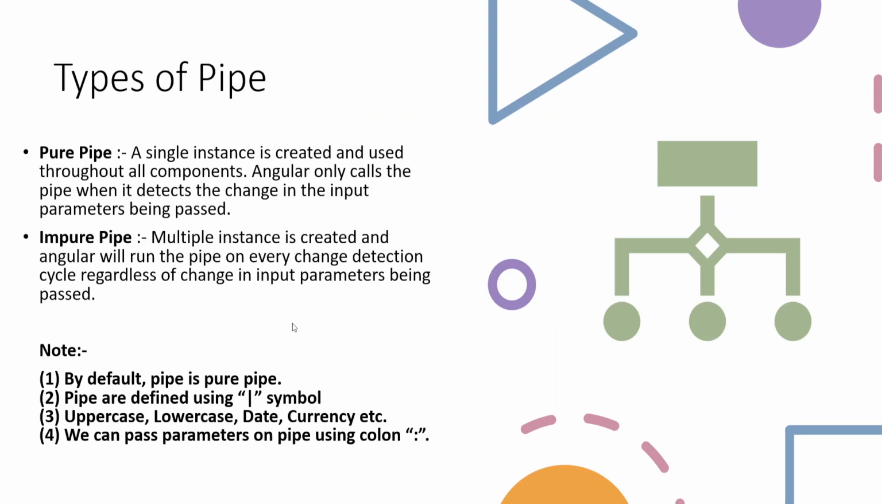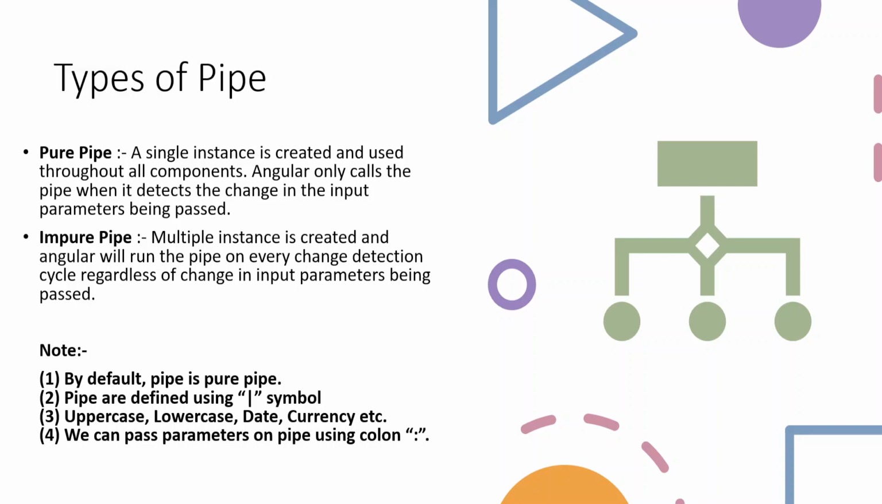There are two types of pipe, pure pipe and impure pipe. In case of pure pipe, a single instance is created and it is used throughout all components. Angular only calls the pipe when it detects a change in the input parameter being passed. Whereas in case of impure pipe, multiple instances are created and Angular will run the pipe on every change detection cycle regardless of change in the input parameters being passed.